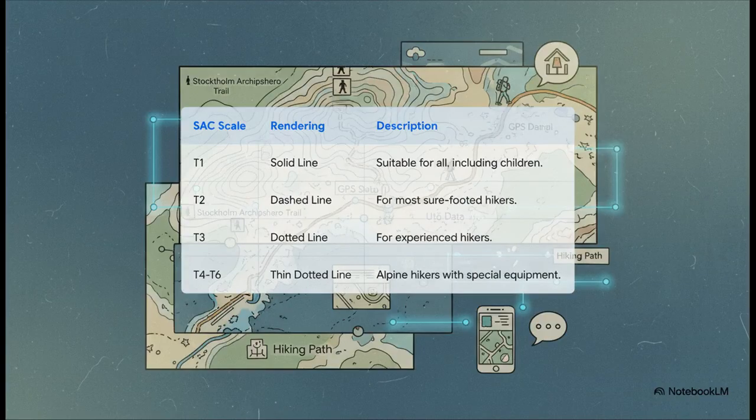And this is where it gets really cool. Check out how OSM shows you how tough a trail is, using what's called the SAC scale. You see that solid line? That's your easy-breezy walk, great for just about anyone. But a dotted line, or especially a thin dotted line, well, that's a clear heads up that you're about to get into some serious territory for experienced hikers with the right gear. So this isn't just a map anymore, it's a critical decision-making tool.